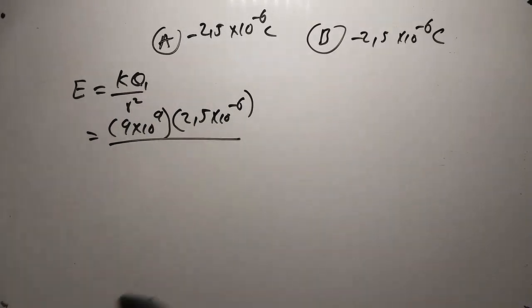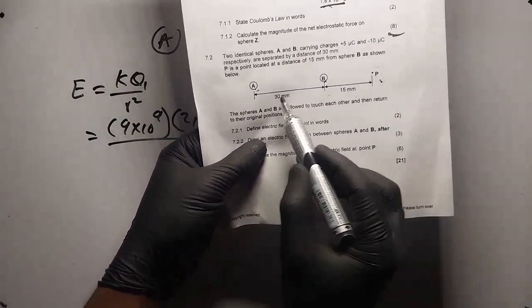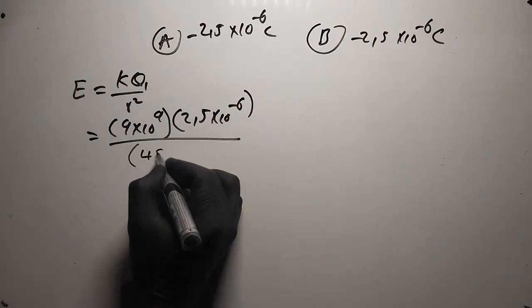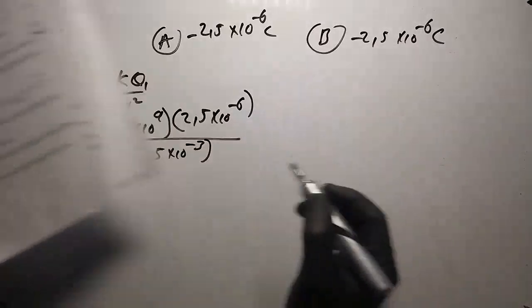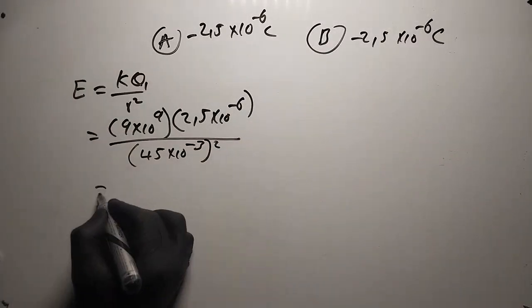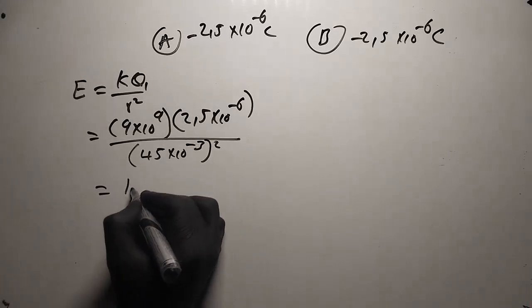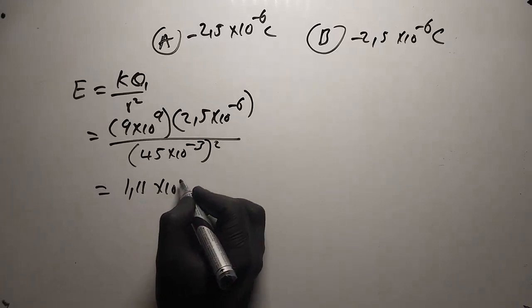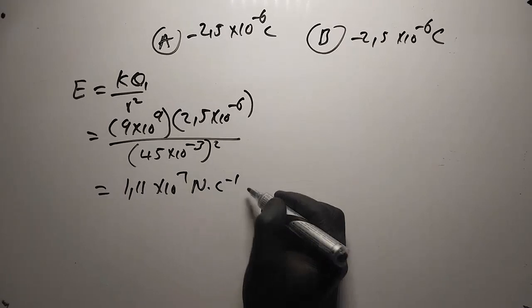When you check the distance here, now we're talking about A. From here to here, 30 plus 15 is 45 millimeters exactly. So it's going to be 45 times 10 raised negative 3. I'm doing that because it's in millimeters, converting to meters. Then put the square. The answer you should get is 1.11 times 10 raised 7 Newton per coulomb. You can say to the left.